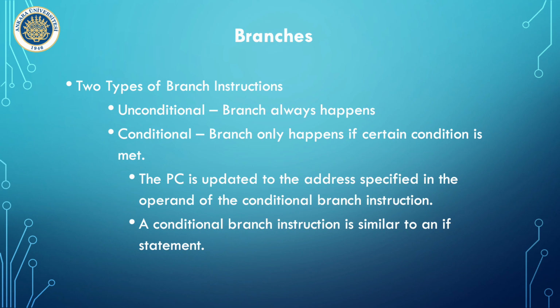We can distinguish between unconditional and conditional branches. An unconditional branch always transfers control to the target address regardless of any condition. A conditional branch, on the other hand, checks a condition, often based on the condition codes in the program status word.